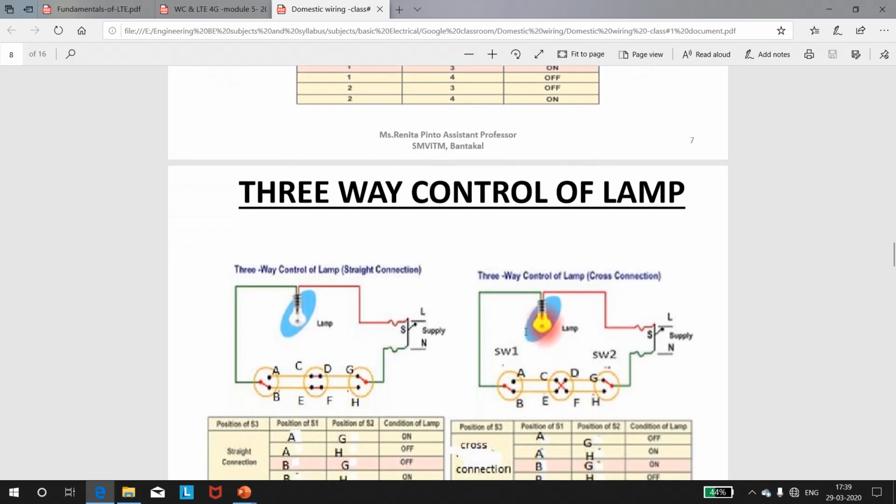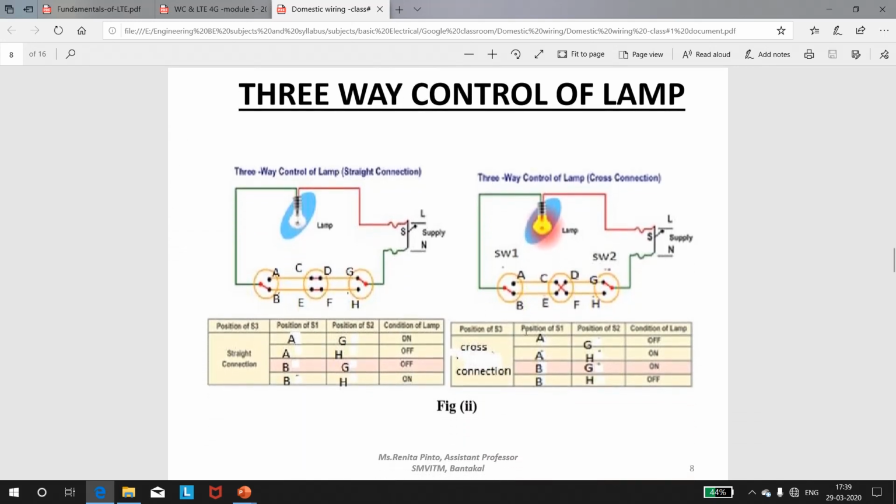Next, let us see three-way control of lamp. Sometimes in a very big corridor or workshops, it may be necessary to control a lamp from three different points. In such cases, the circuit connection requires two two-way switches and an intermediate switch as shown above. So here, you can see you have switch S1 and switch S2 and an intermediate switch here in the middle which has four different terminals C, D, E, F.